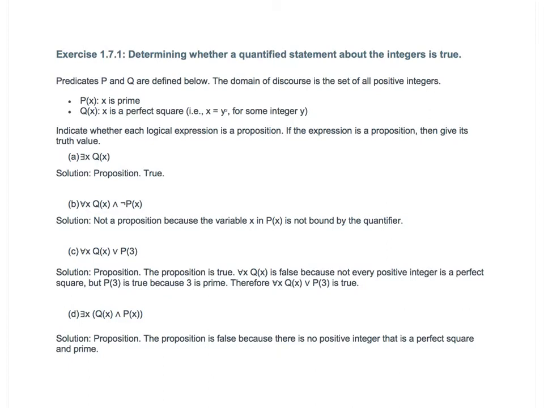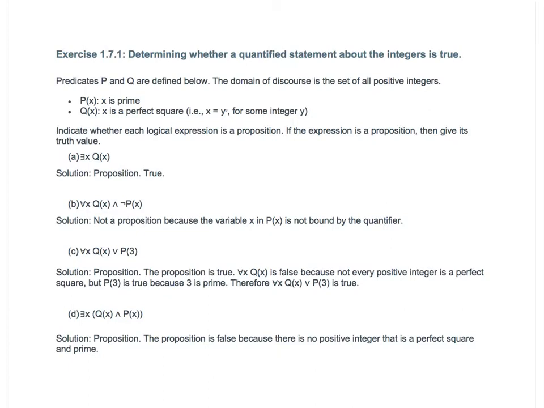Therefore, it's not a proposition because the variable x in P(x) in the right-hand side operand of the conjunction is not bound by any quantifier. Therefore, it's not a proposition and you cannot specify the truth value of this statement. Basically, the truth value of this statement would be dependent on the value of x. So we can't say anything about it.